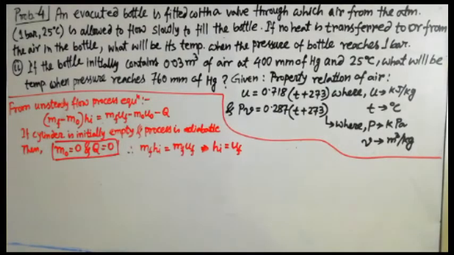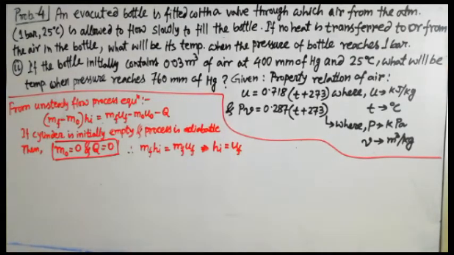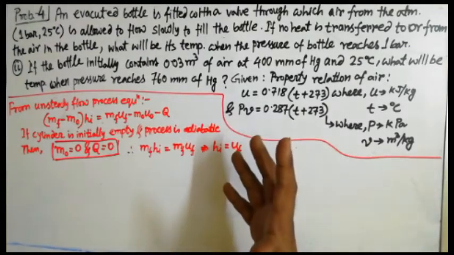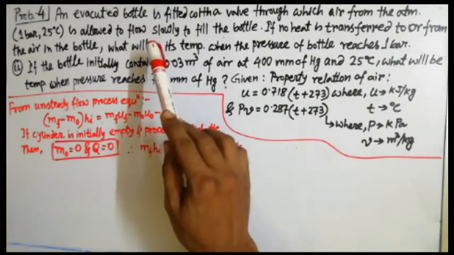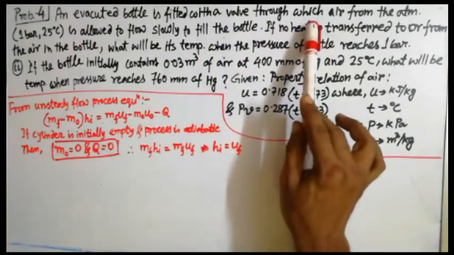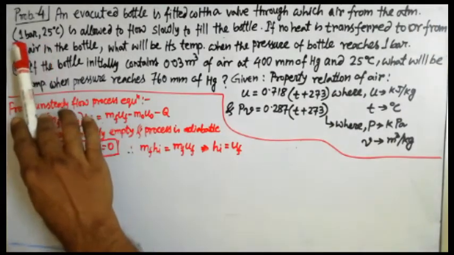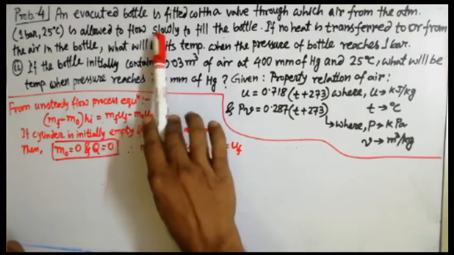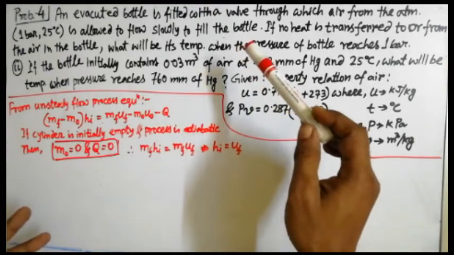Okay, this problem is regarding a transient flow process, that is an unsteady flow process. We have discussed what is an unsteady flow process, discharging and charging of a bottle, that is a problem related to that topic. An evacuated bottle means an empty bottle, is filled through a valve with air from the atmosphere, the atmospheric pressure 1 bar and 25 degrees centigrade atmospheric air temperature, which is allowed to flow slowly to fill the bottle. So some air is going to fill an evacuated bottle, that is an empty bottle.